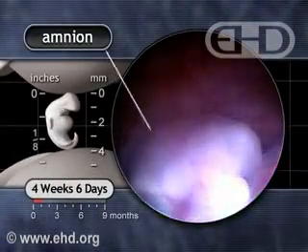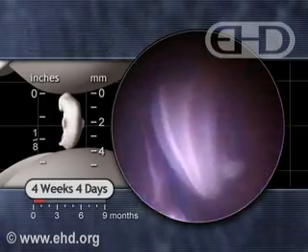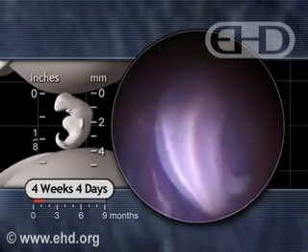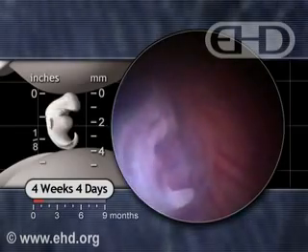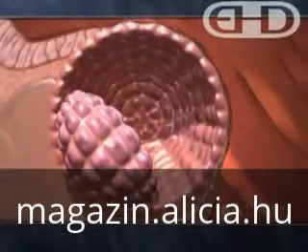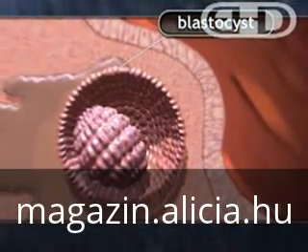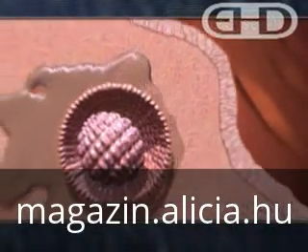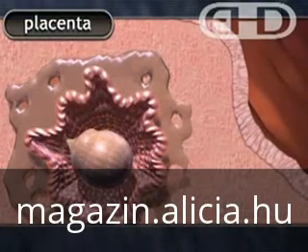By 4 weeks, the clear amnion surrounds the embryo in a fluid-filled sac. This sterile liquid, called amniotic fluid, provides the embryo with protection from injury. Following implantation, cells on the periphery of the blastocyst give rise to part of a structure called the placenta, which serves as an interface between the maternal and embryonic circulatory systems.